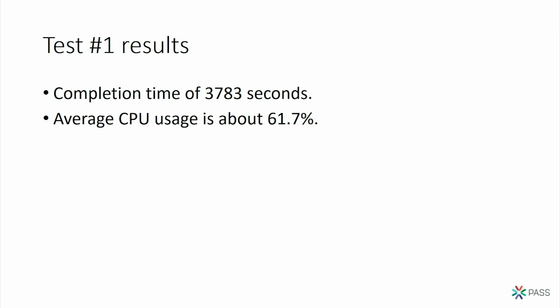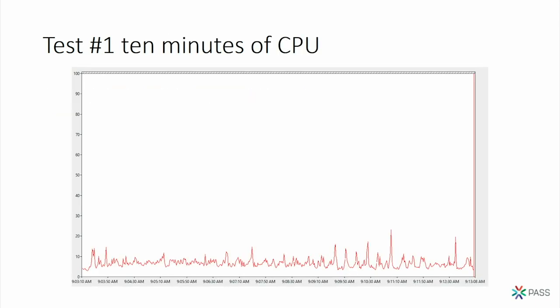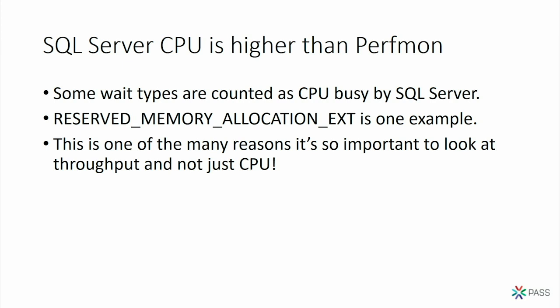OK, we're at about an hour now. That's far off from 6 minutes, but we're making progress. SQL Server says CPU is about 61%. So it sounds like I'm using too much CPU now. Except Perfmon strongly disagrees. Perfmon says we're at about 10% CPU. So who are you going to trust? SQL Server or Perfmon? Oh yeah, of course you're going to trust Perfmon. So why can this happen?